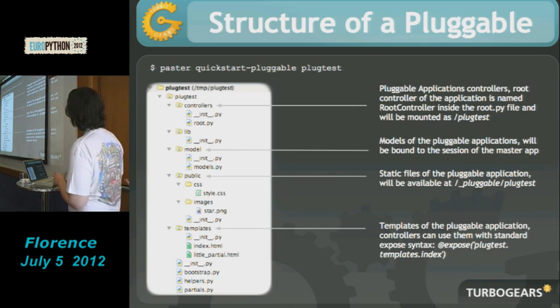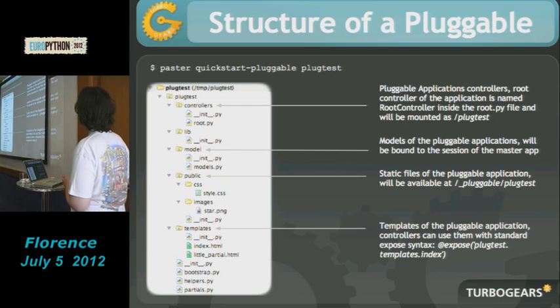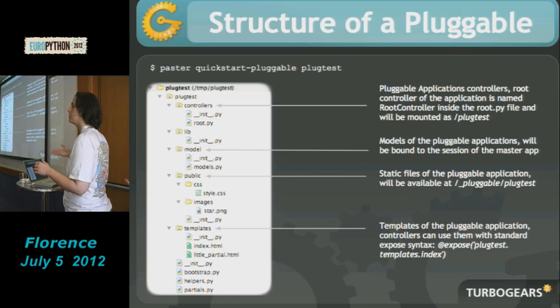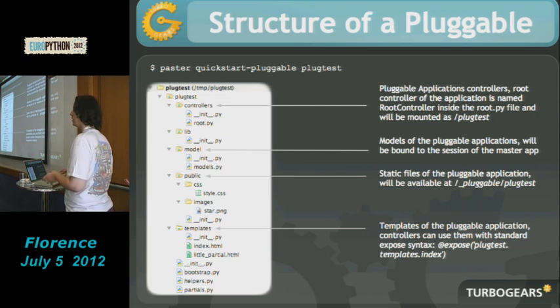The pluggable application controllers by default get mounted inside the URL that has the same name as the pluggable. In this case, we named the pluggable application plugtest, so our controller will be mounted in /plugtest. And all the URLs that our pluggable provides will be available under plugtest: index, plugtest, something else. The model of the pluggable application will be automatically bound and merged into the session of the application that is going to import the pluggable. So you don't have to mind how that model will be used. It is also possible to refer to models which are inside the application that is going to use the pluggable before you even know which it is going to be. So you can create something like additional data for the user inside your pluggable and tell it this is related to the user of the application where I'm going to be put in.